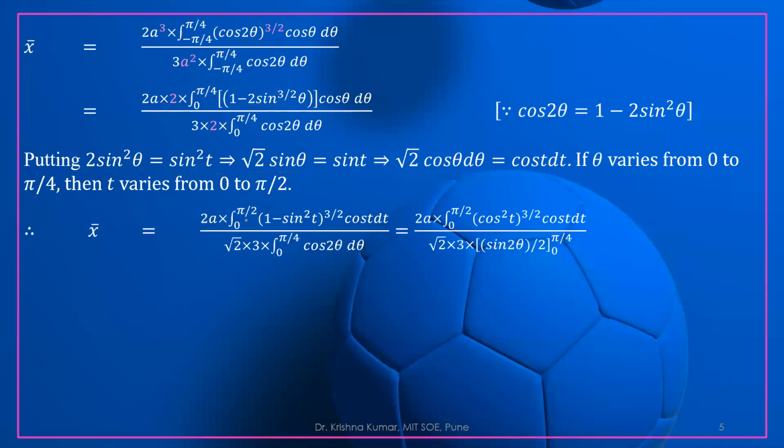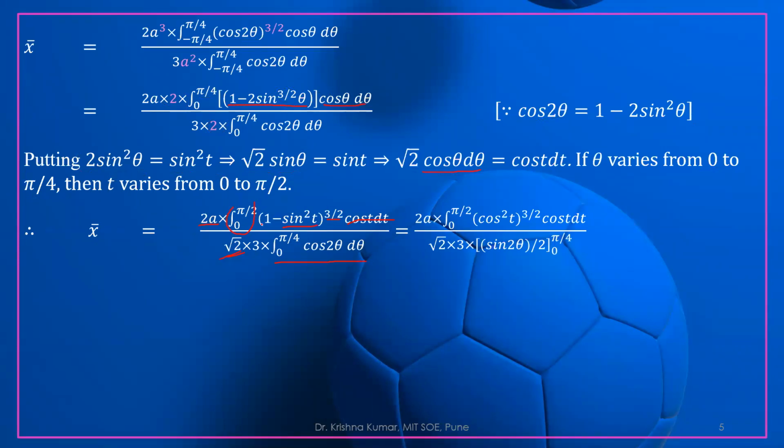Okay, so what will happen? X bar is equal to 2a, 0 to pi by 2, we change the limit. Now 1 minus 2 sine square t can be written as sine square t, whole to the power 3 by 2. Cos theta d theta is equal to, what is cos theta d theta? It is 1 upon cos t dt upon 1 by root 2. So 1 by root 2 we have taken in the denominator. And there is no change in the numerator, denominator. This will be as it is.